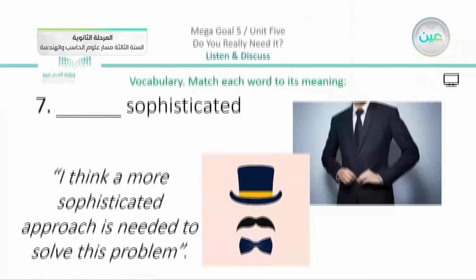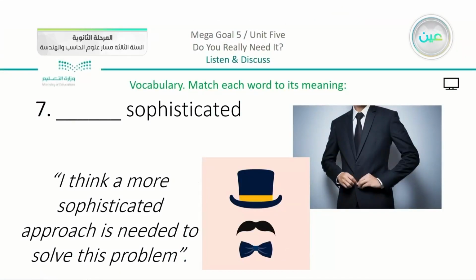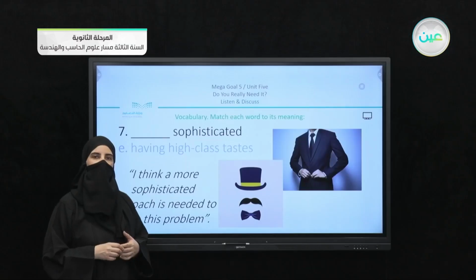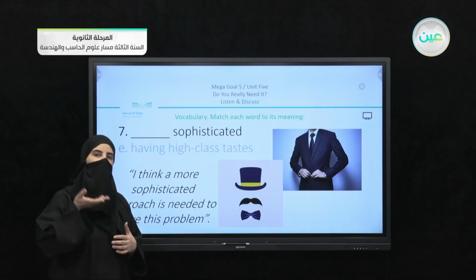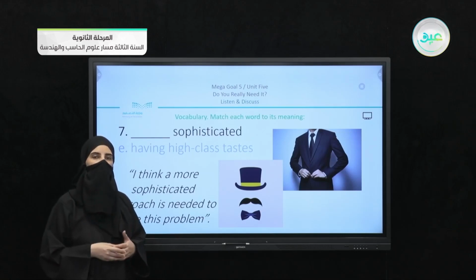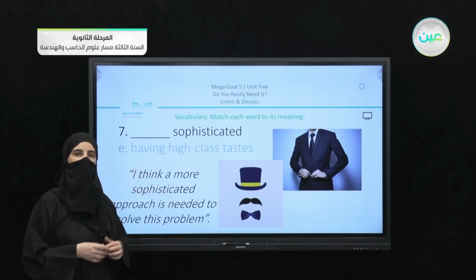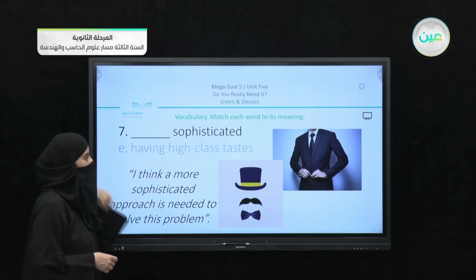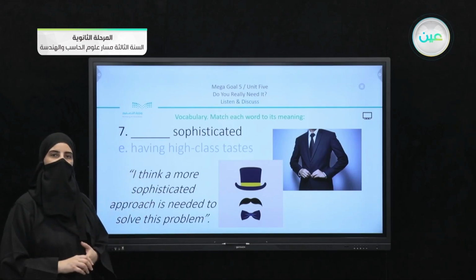Moving on, we have the last word, sophisticated. Now we have here the word sophisticated from the suit. We can see that something is formal. Now we also have the example here. I think a more sophisticated approach is needed to solve this problem. And we did agree that the meaning is having high class taste. So something that is very high class, or we can say that something is formal. Now the last word, sophisticated, is matched with E, as we did yesterday.